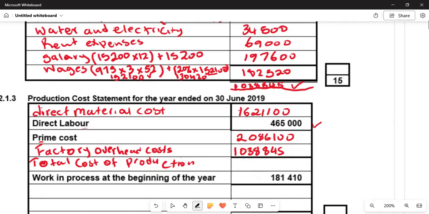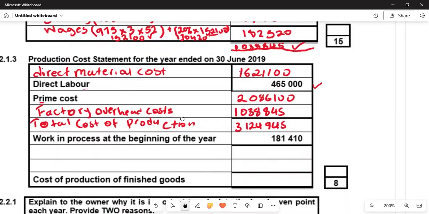They will give us total cost of production, which is going to be 3,124,945. So this is our total cost of production. Now we move on.